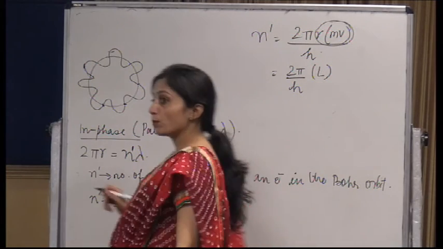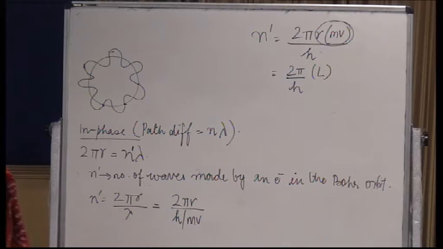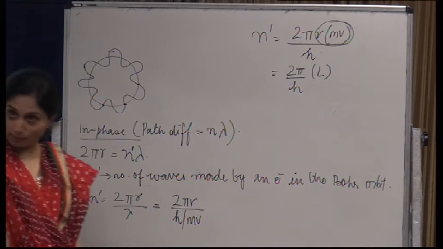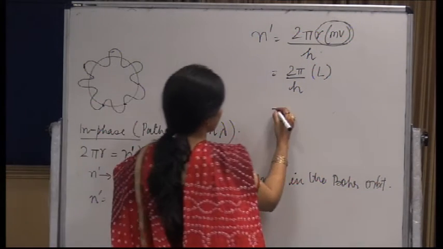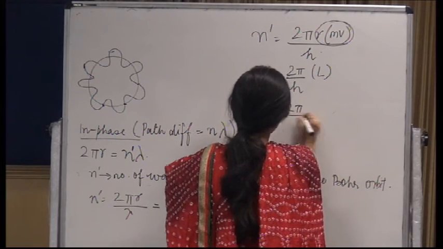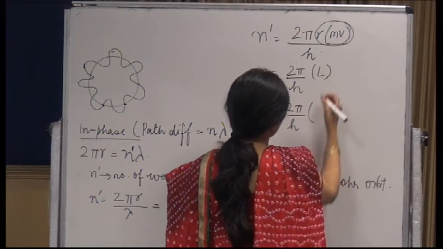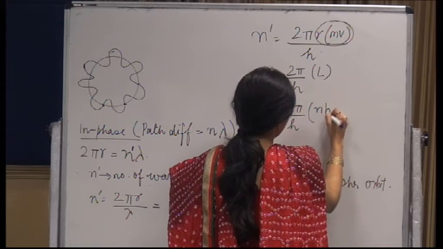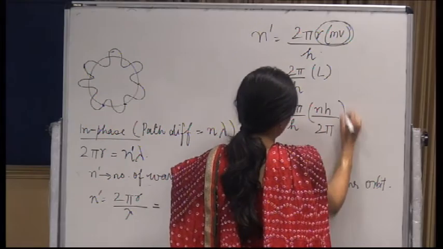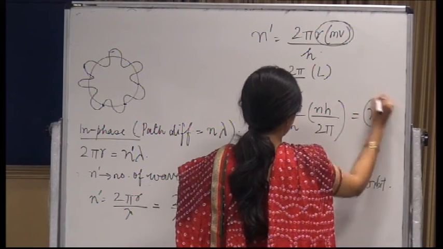And according to Bohr's principle, your angular momentum is quantized. What is L equal to? mvr is equal to nh upon 2 pi. That n is your orbit number. So you have 2 pi by h, what is that? mvr is equal to nh upon 2 pi. So this becomes equal to n.